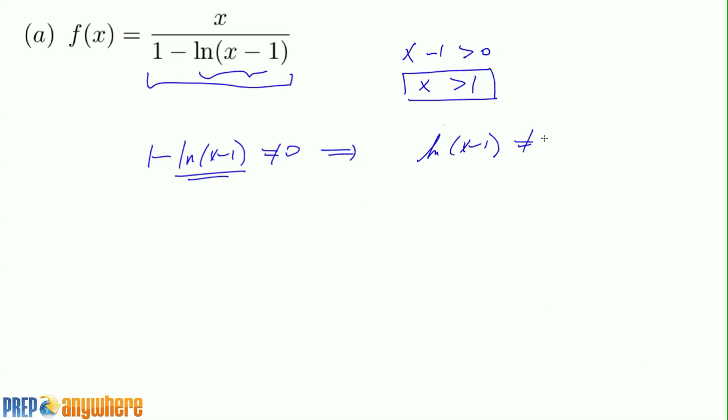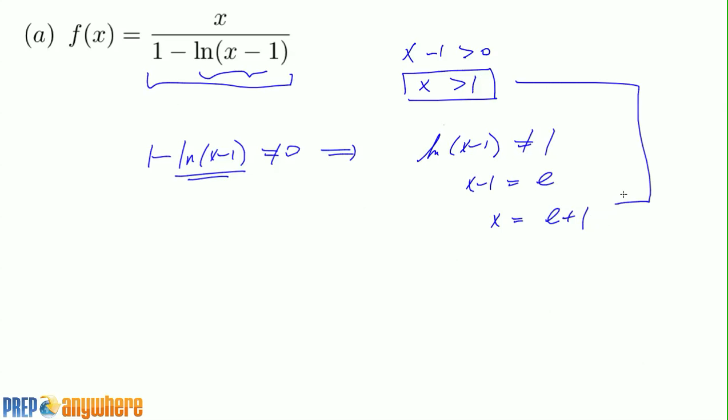Right, it cannot be 1. If it does, because you get a 1 minus 1, you get a 0. So ln of x minus 1 would equal 1 if x minus 1 was equal to e to the power of 1. So if x is equal to e plus 1, then this whole thing will turn into 0 and it'll become undefined.